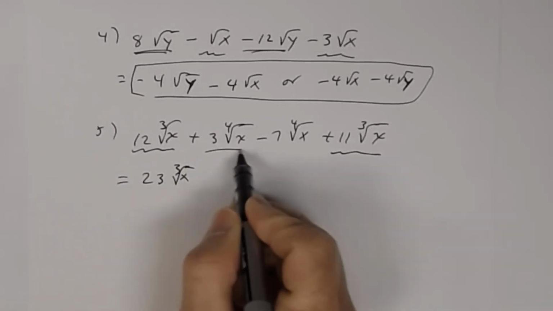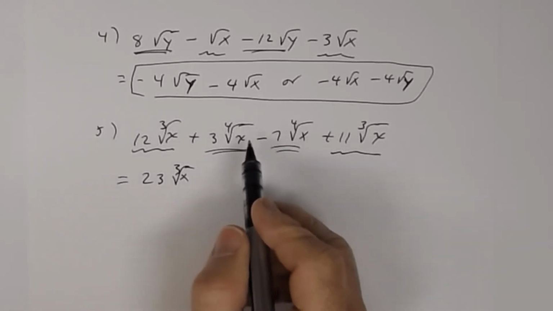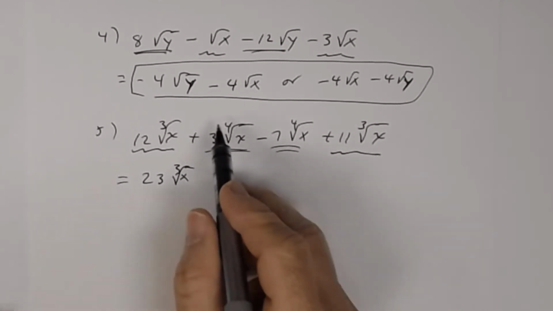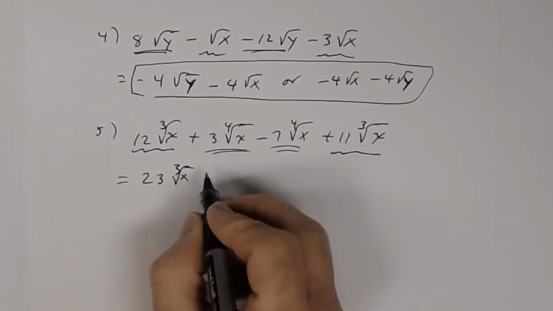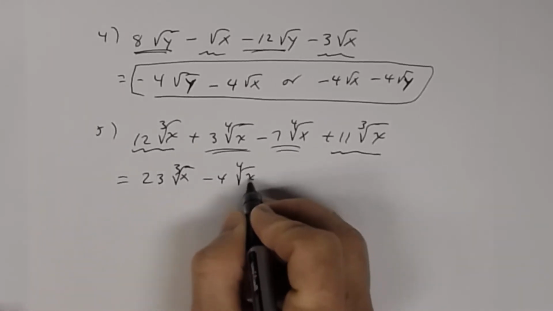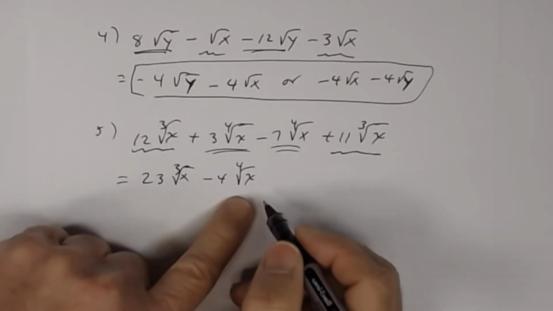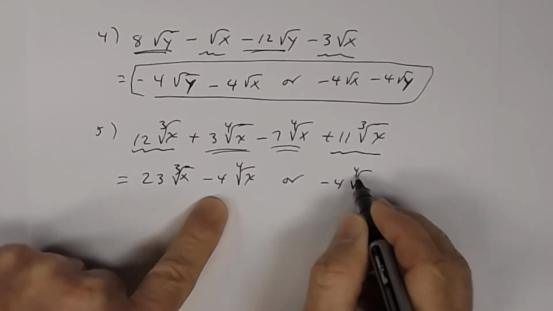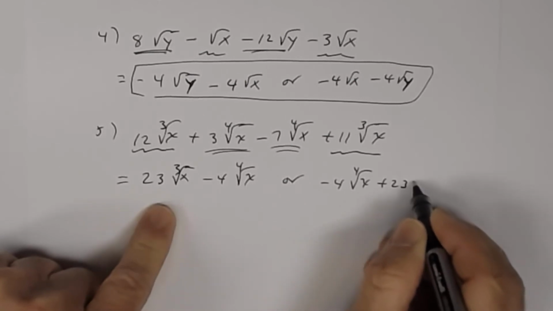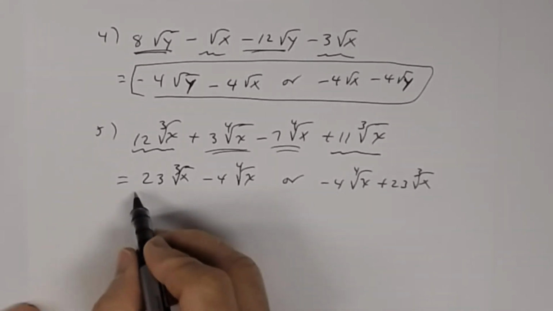Okay, now let's look at these right here. Those are like terms because they're both fourth root of x. So the indices are the same, the radicands are the same. I have 3 and a negative 7. So 3 and a negative 7 is a negative 4. So I have negative 4 fourth root of x. So be careful, make sure you put the correct index. And if you want to put the fourth root of x first, you can, does not matter. You would say negative 4 fourth root of x plus 23 cube root of x. Does not matter because remember addition is commutative. The order in which you add does not matter.